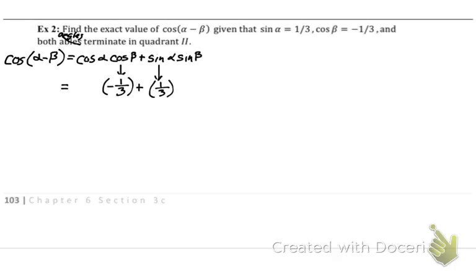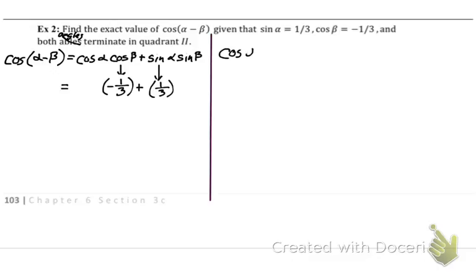Both angles terminate in quadrant 2, so both of them are in quadrant 2. All students: sine is positive, cosine is negative. All right, let's go ahead and find our cosine alpha first. So what I do now is I just put a little wall up. We're doing some side work here. I'm looking for cosine alpha.